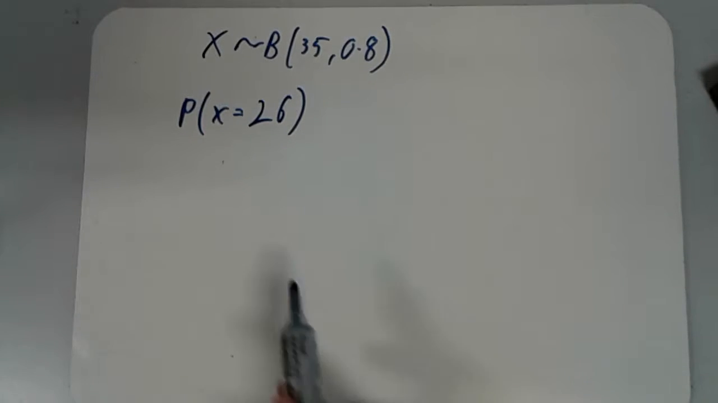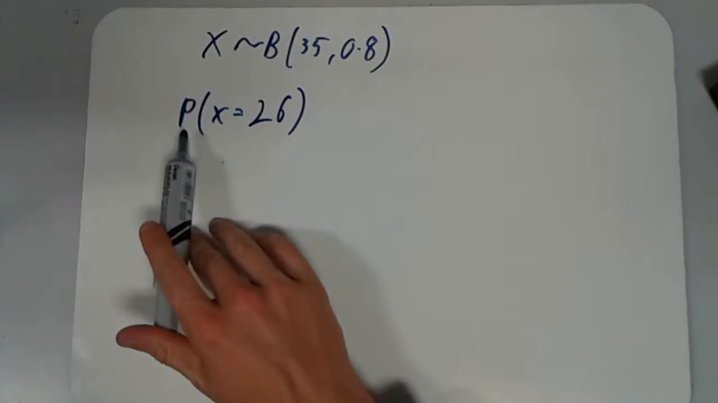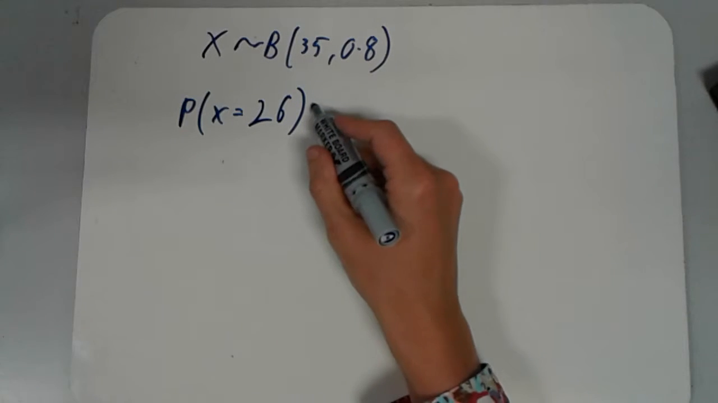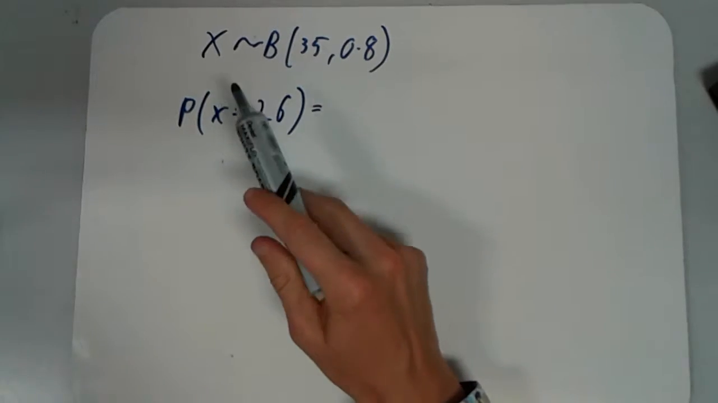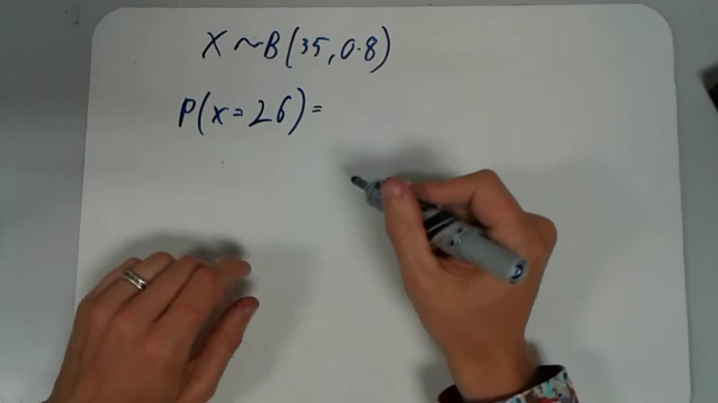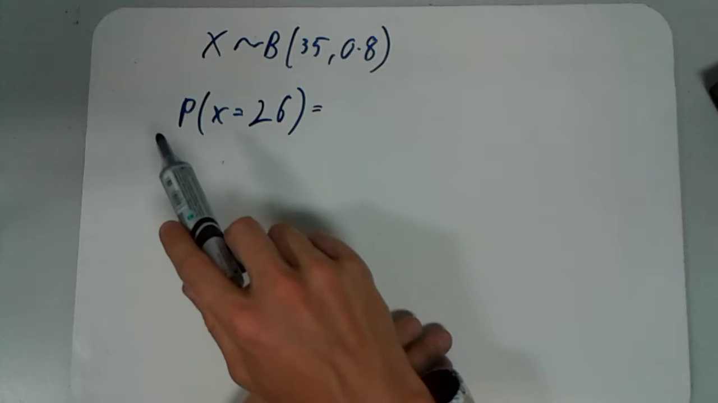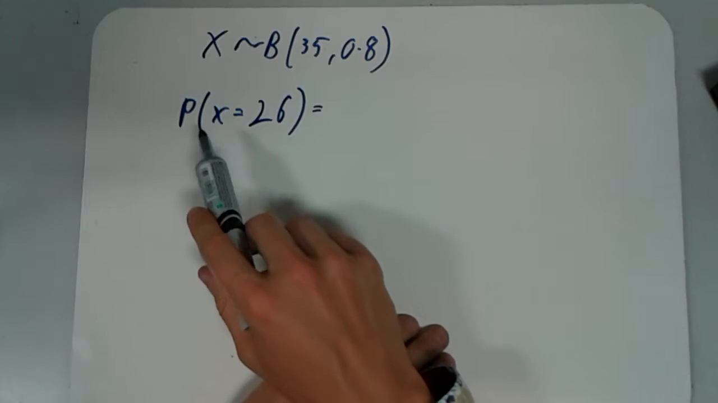Let's have a look at how we actually use our calculators to figure out some probabilities using the binomial distribution. So first things first, we need to put our calculators into binomial distribution mode from the probabilities menu. Once we've done that, we need to select binomial PD.